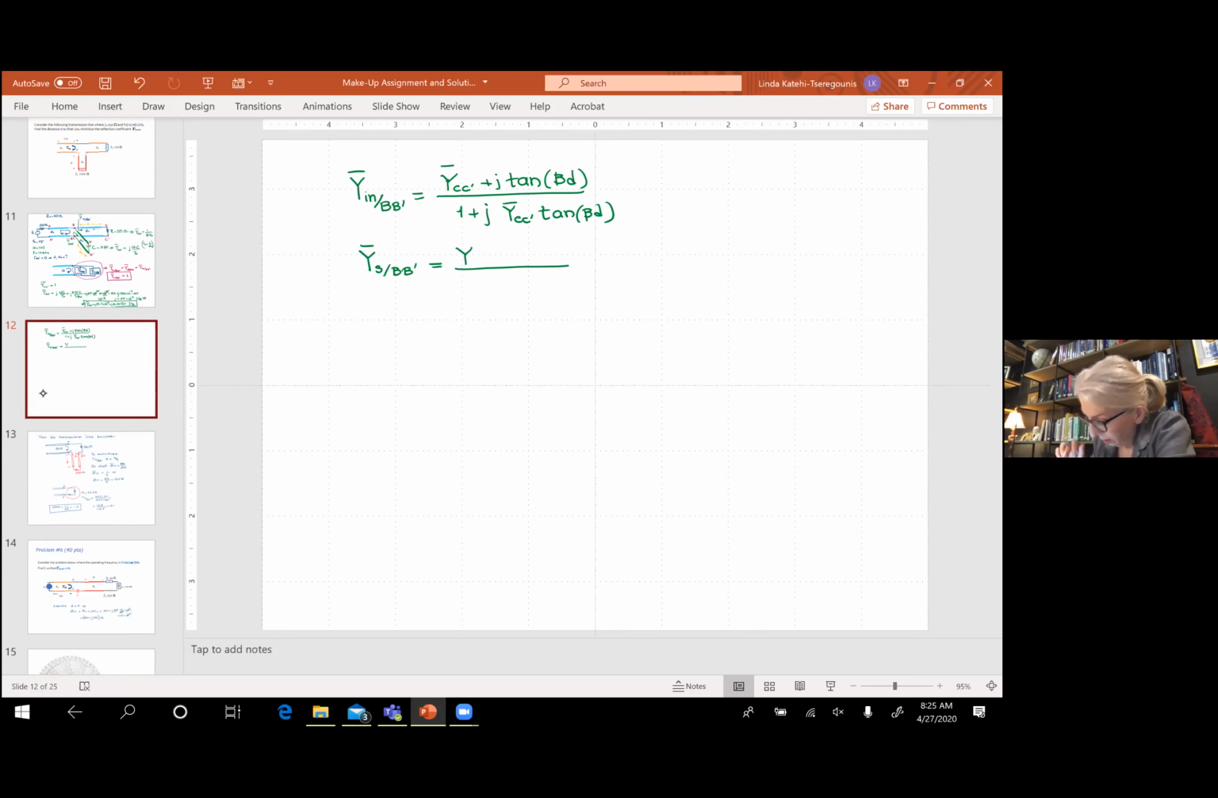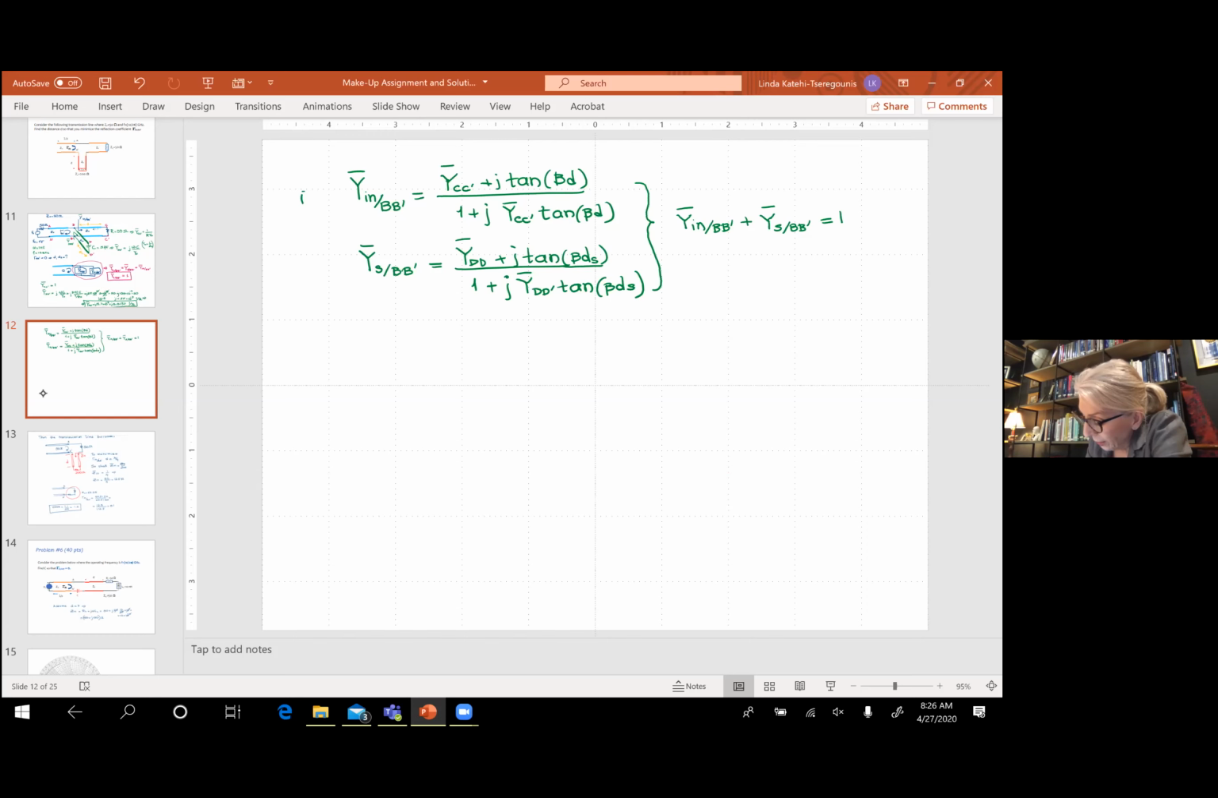What did I have here? DD prime plus J tangent beta D S over 1 plus J y DD prime tangent beta ds. And we need the sum of the two to be equal to 1. But before we do the summation, we have to simplify some things again, because if we put everything the way it is right now in the summation, it's going to get very long equations, and it's easy to make mistakes.